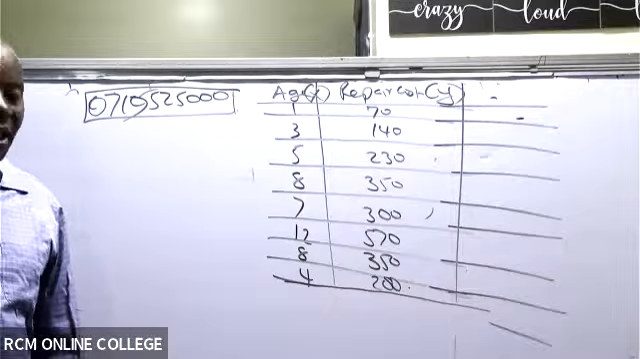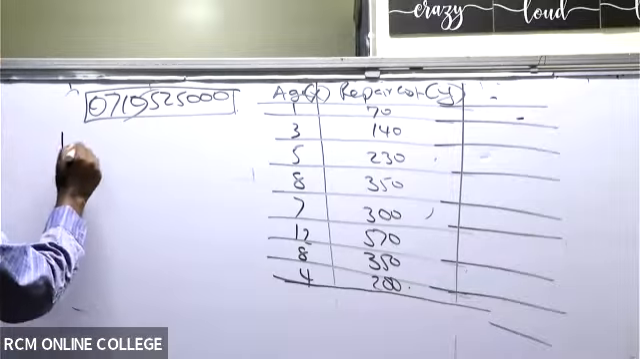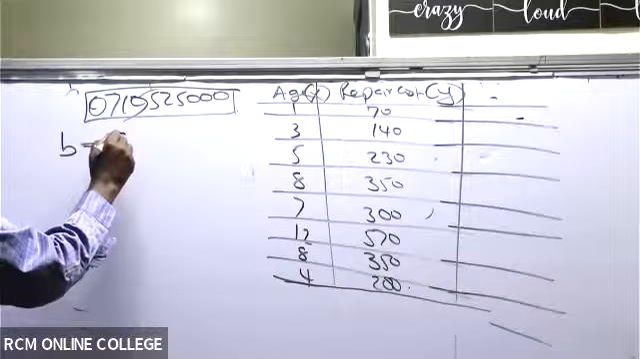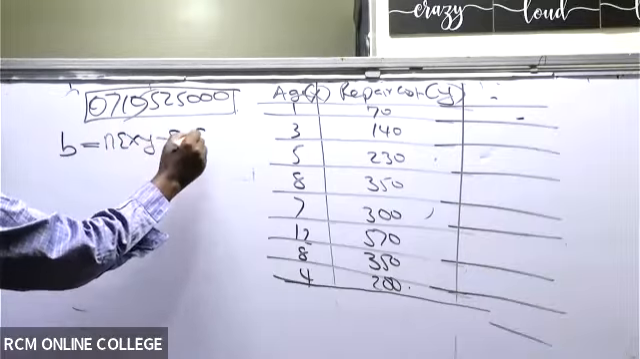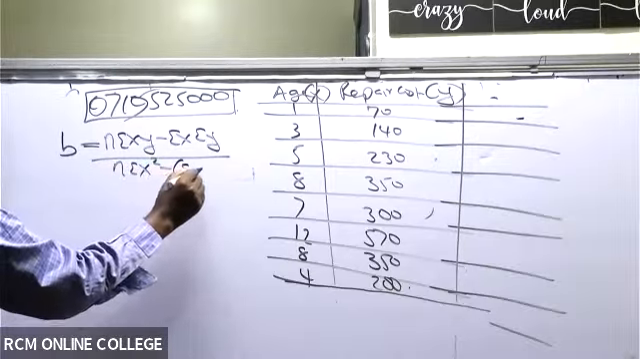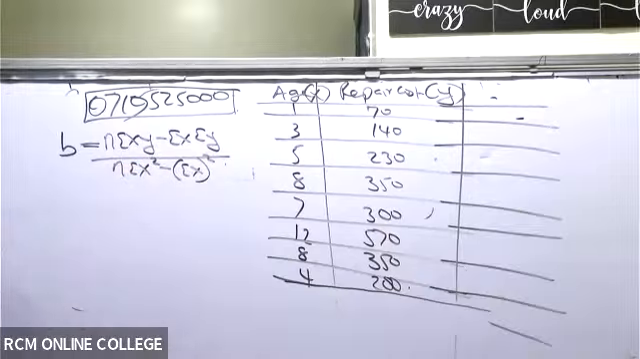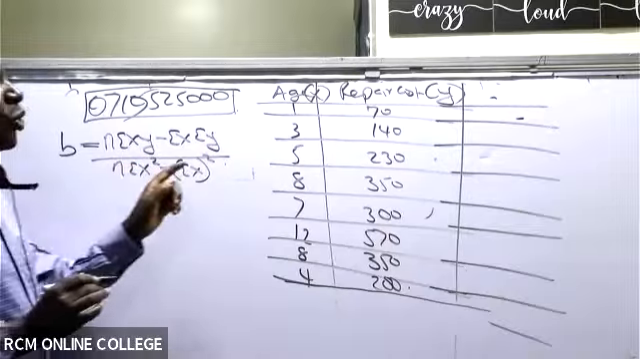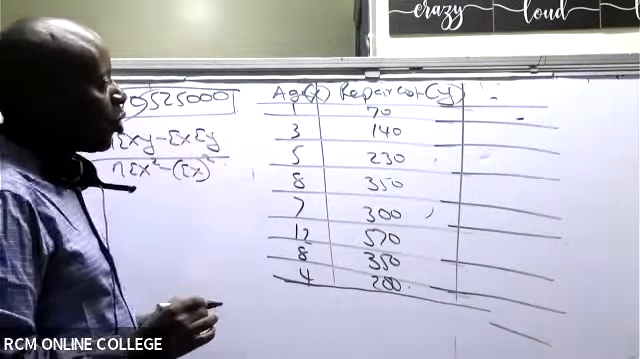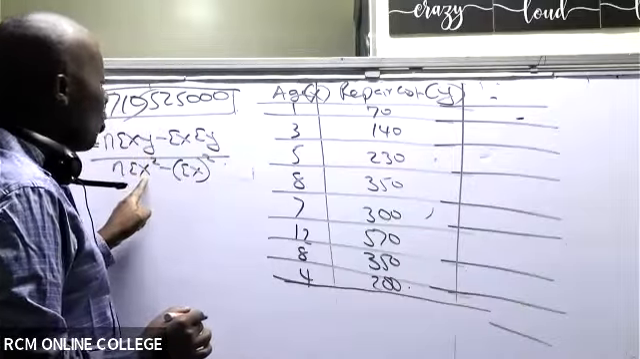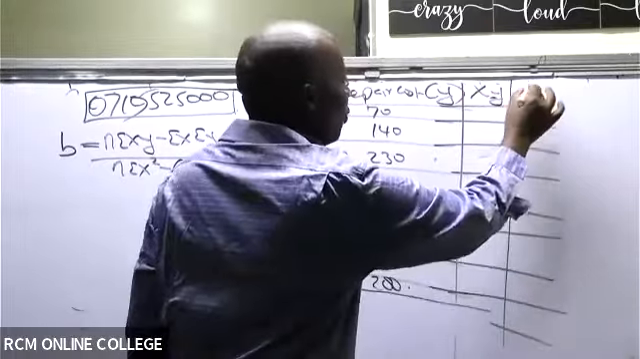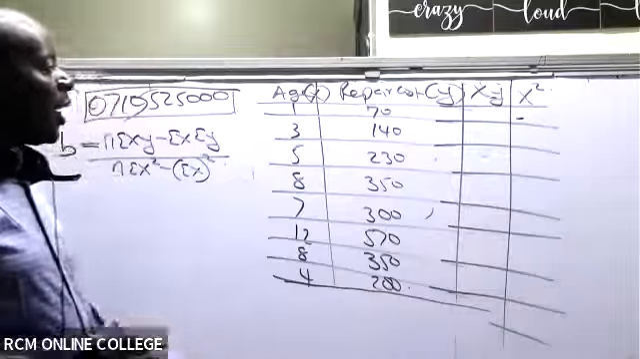So remember, what are we doing? We want to get the value of B. Because they have asked us to give them the regression equation, to get B, we normally take n sum of xy minus sum of x sum of y, all over n sum of x squared minus bracket sum of x squared. You must cram that formula. To be able to get B here, you must introduce two additional columns: a column for xy and a column for x squared. So xy means you're multiplying.